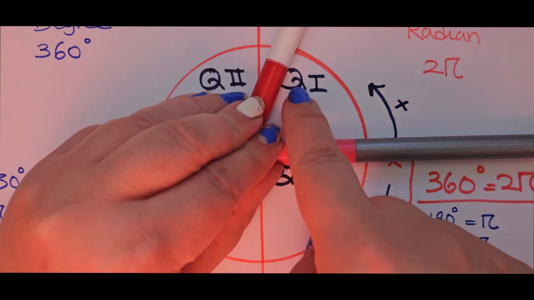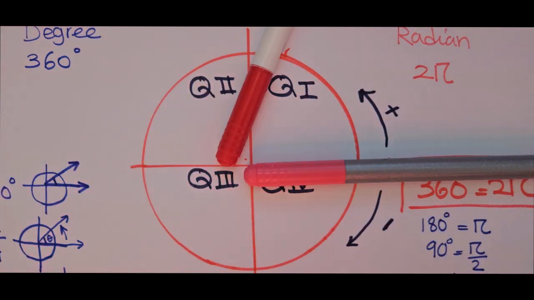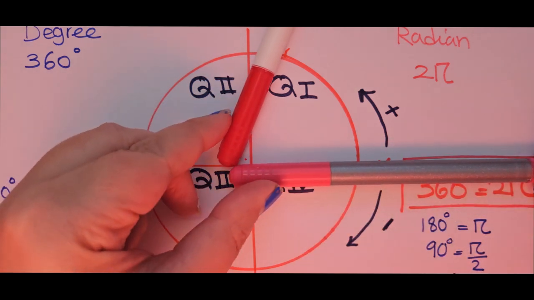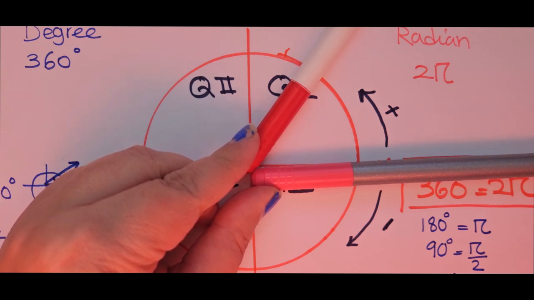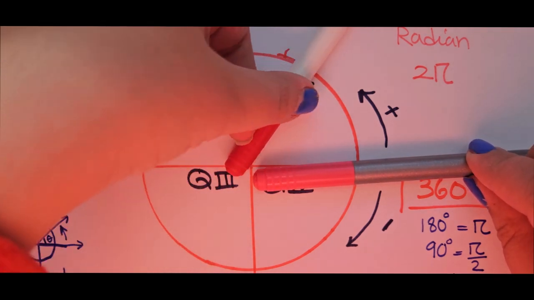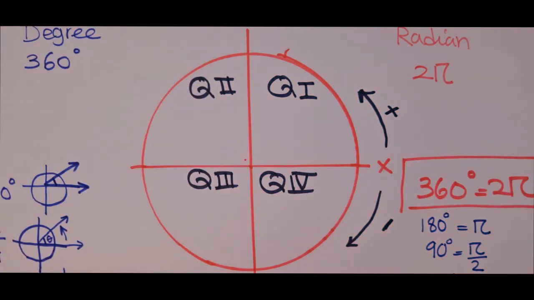This is called the angle is in the standard position. So when the initial arm is on the positive x-axis and the other arm is moving around in any of the quadrants, we call it the standard position of an angle. Remember, this one is constant, this one is moving. And one more definition you have to learn.